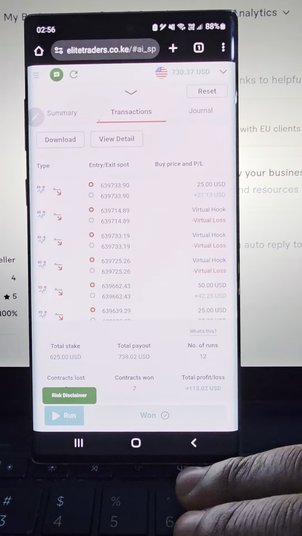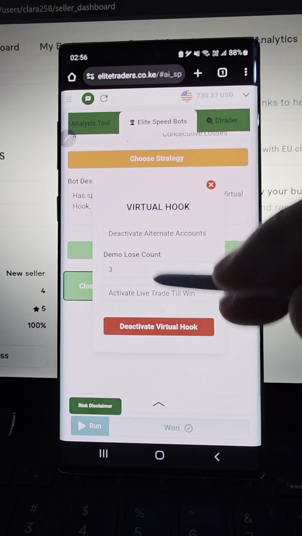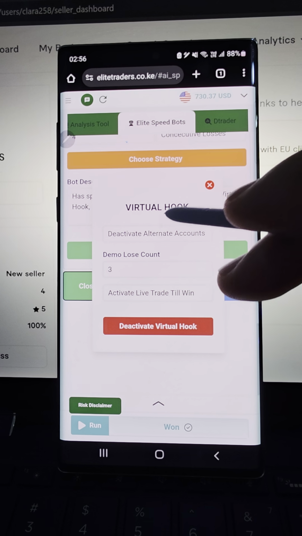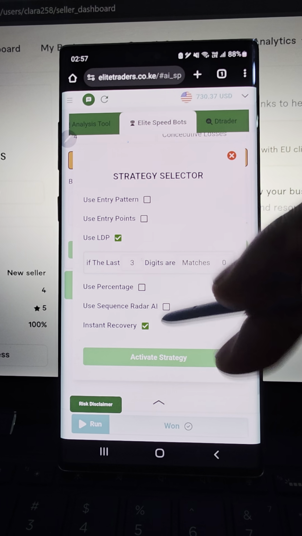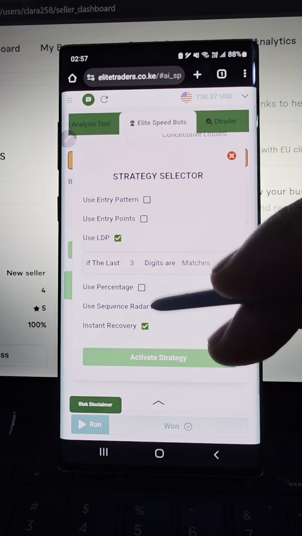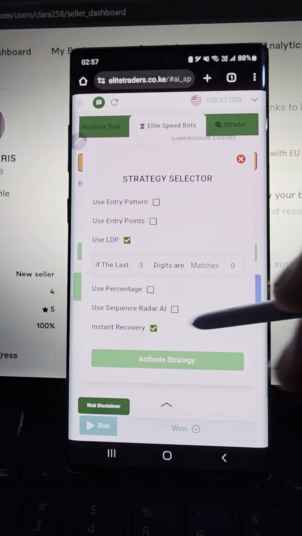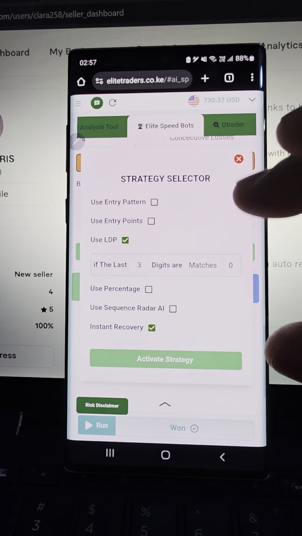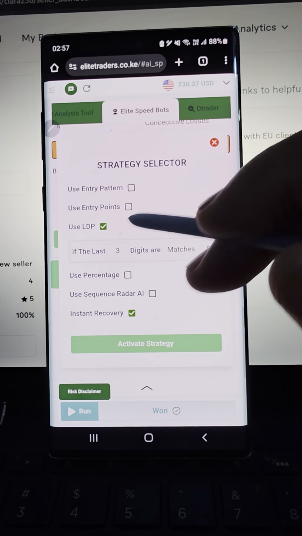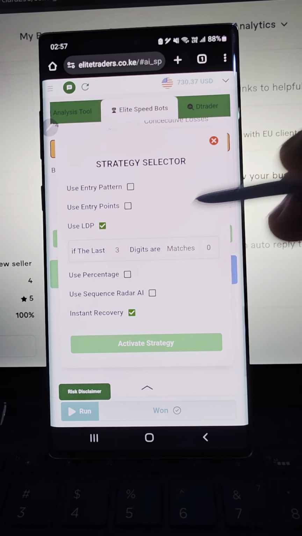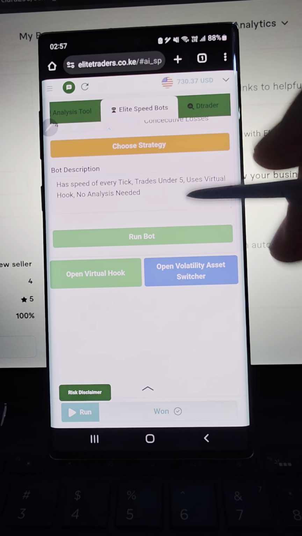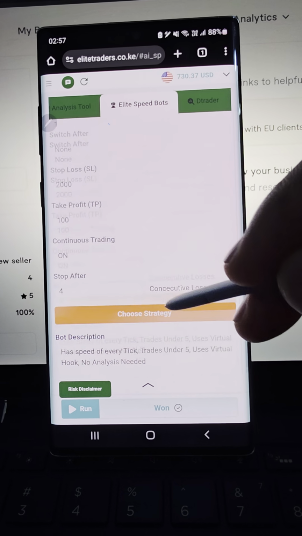This is what we are actually using, the virtual hook. And I think I also configured this robot using the strategy, because you can see it's also using the LDP. Okay, well and good. The virtual hook uses the LDP, by the way. On a serious note, it also uses the LDP. That's why you see it's also configured to use the LDP. Well and good.